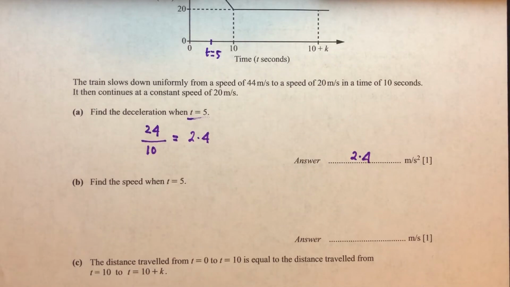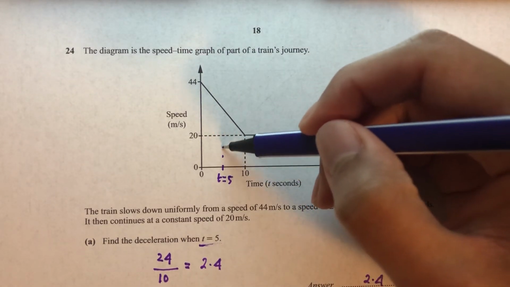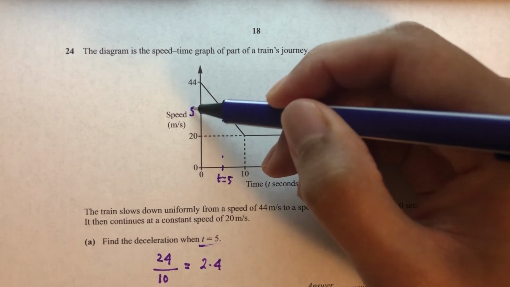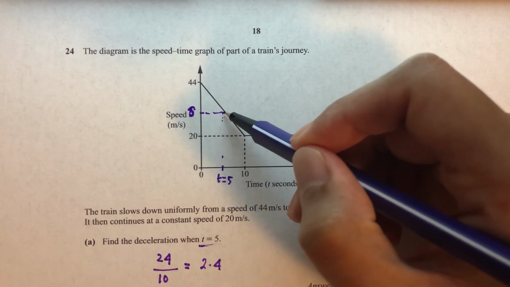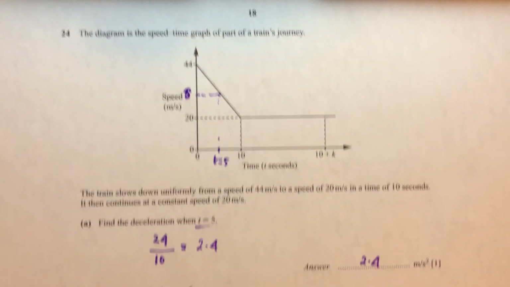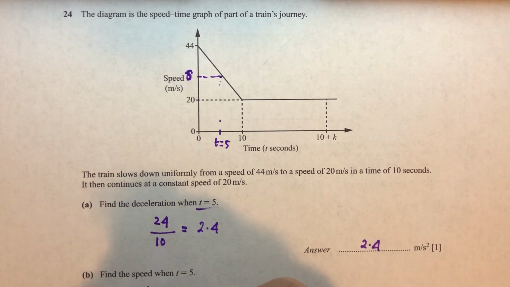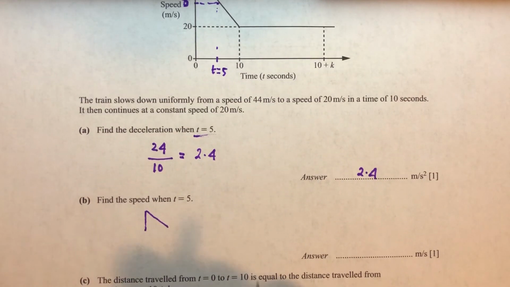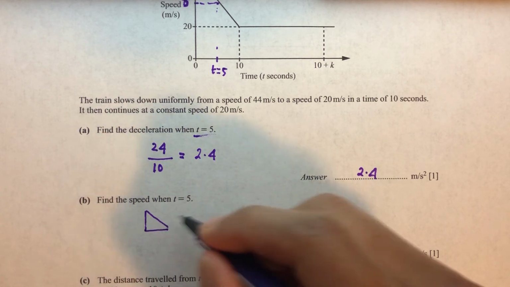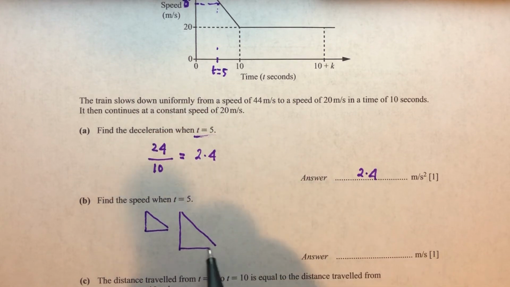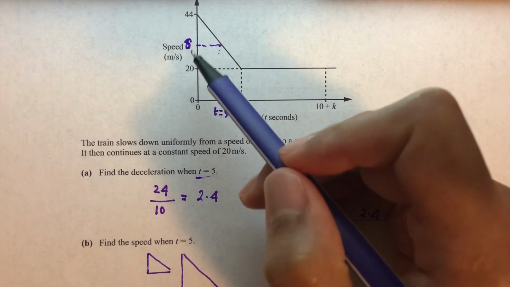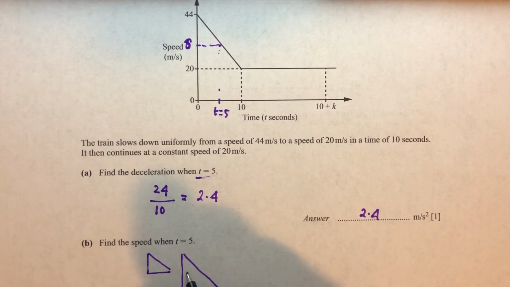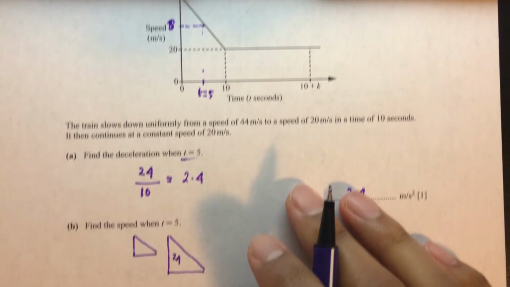Okay, moving on to the next, find the speed when t is equal to 5. Find the speed when t is equal to 5. Sorry, so speed will be s, right? When t is equal to 5. So as you can see here, we have two triangles. We have a small triangle, which is from 44 to the speed at 5, and a big triangle, which we know has a height of, so 44 minus 20 is a height of 24, and a base of 10.